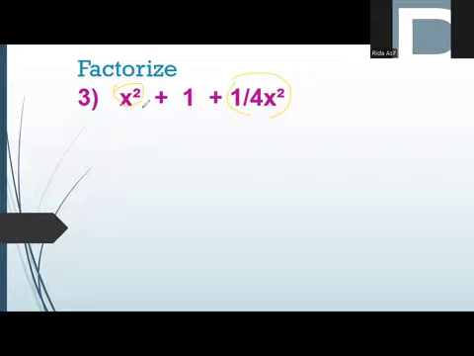The third method is the perfect square method, right? The perfect square method tells us that the first term and the last term must be perfect squares. Yes, it's a perfect square. x square is a square of x, and 1 upon 4x square is a square of what? 1 upon 4 is a square of 1 upon 2, right? If we square 1 upon 2, what will we get? 1 upon 2 square, we get 1 ones are 1 and 2 into 2 is 4. Yes, so 1 upon 4 is a square of 1 upon 2.